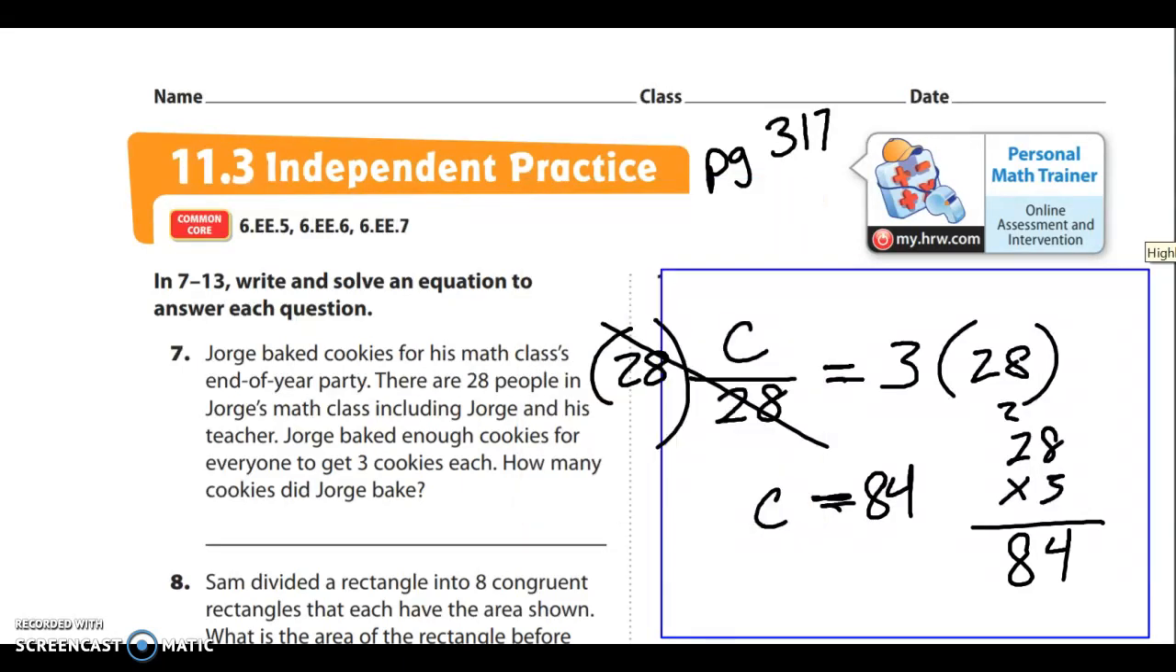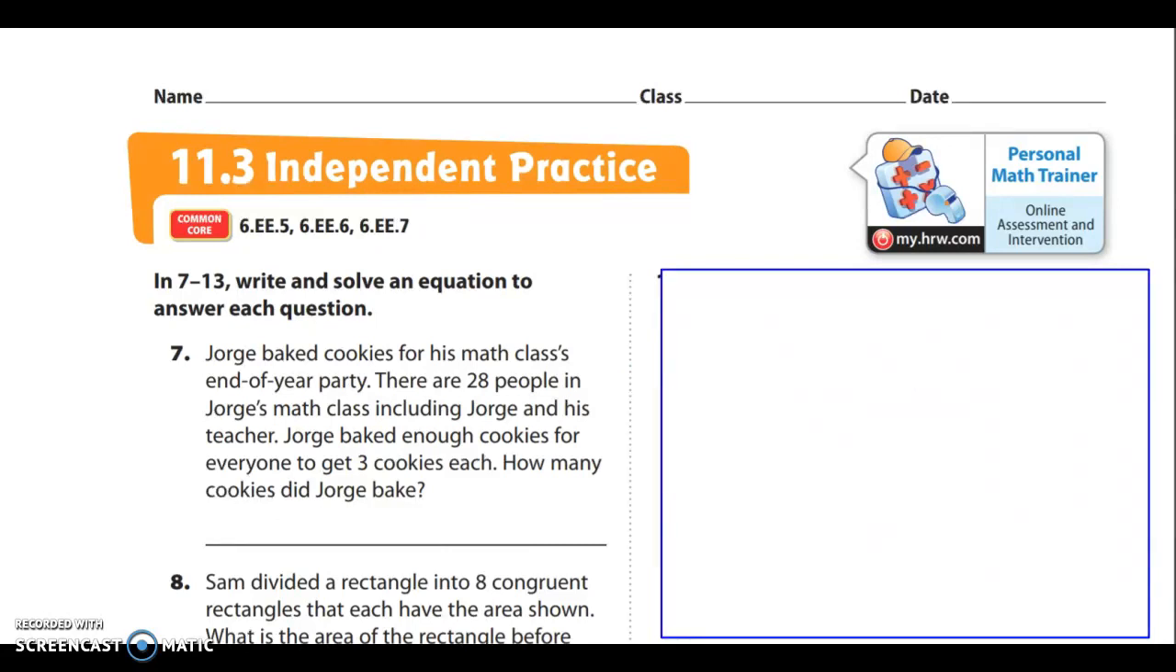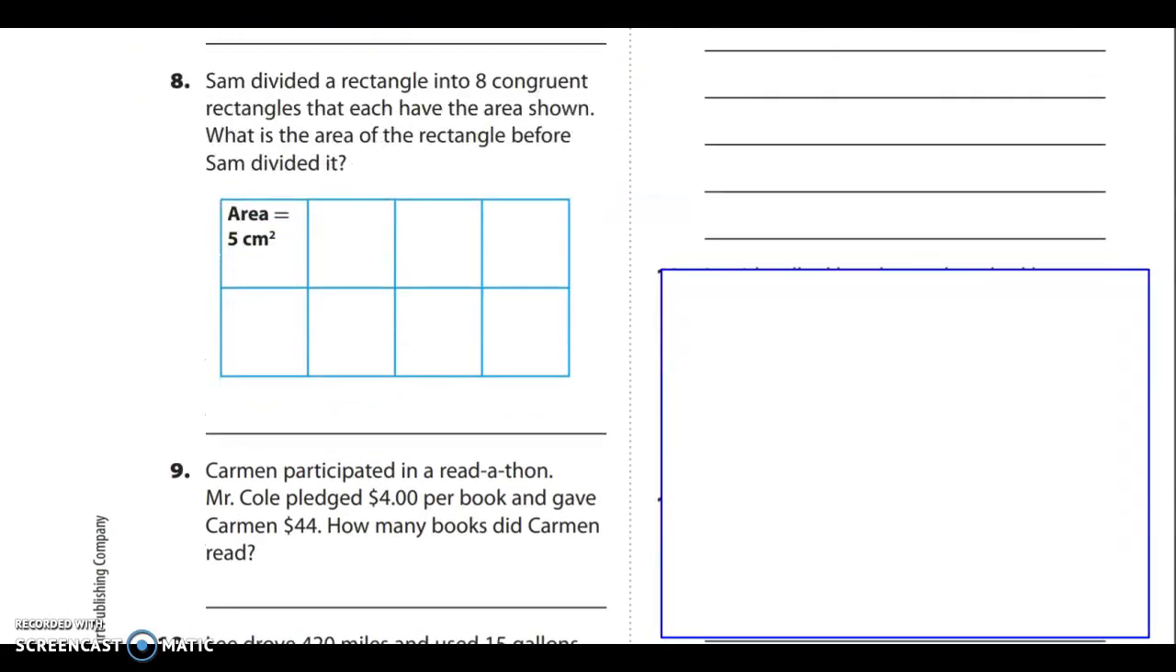So the answer, it's a 2-part. We're supposed to write and solve the equation. The answer is C divided by 28 equals 3 cookies each. C is equal to 84. We just proved it. If we divide 84 by 28, we're going to get 3 each. Okay, good job. That's the answer to number 7. Let's move on. Go ahead and erase. We're now on number 8.